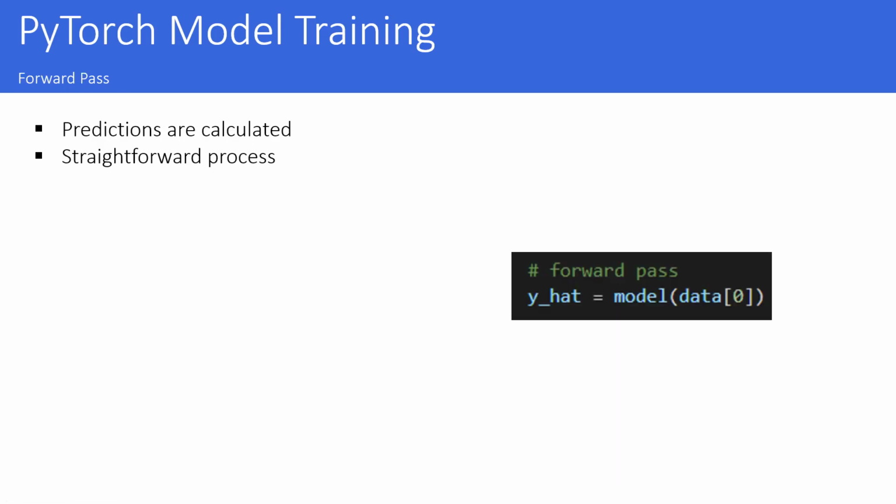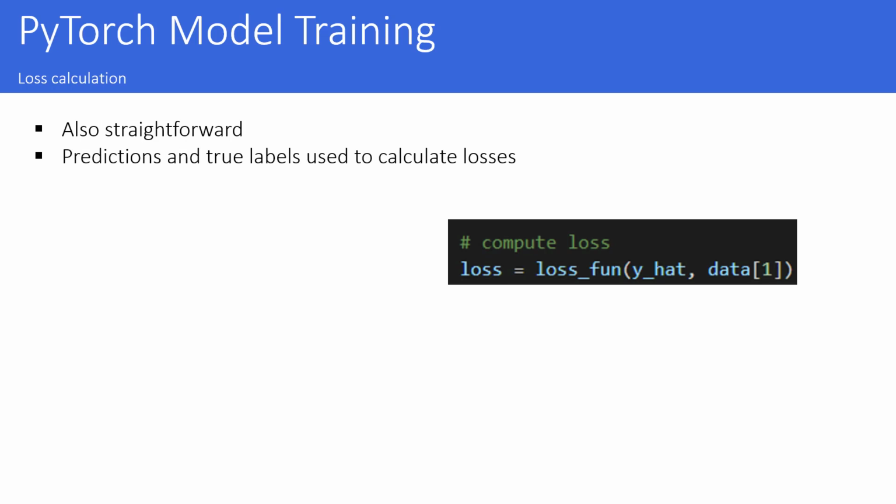We have our forward pass. In this step, the predictions are calculated. That one is very straightforward. We're taking data, putting it through the model and getting back some predictions. Similarly for the loss calculation, also pretty straightforward. We have the true values, we have our predictions, and we have a loss function. All of that together is returning some actual calculated loss.